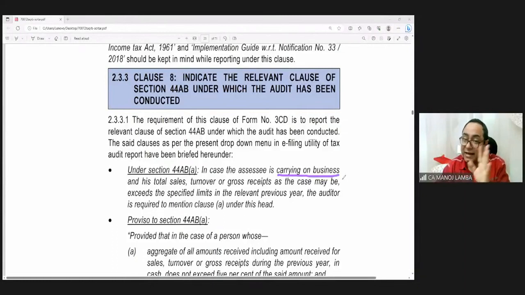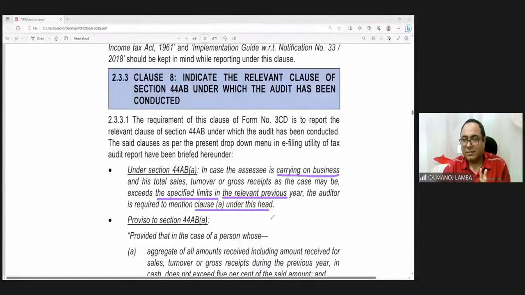In case of assessee carrying on business, if his total sale, turnover, gross receipt, as the case may be, exceeds the specified limit in the relevant previous year, then the auditor is required to mention clause A under this head. If you are carrying on business and your turnover, gross receipt or sale is likely to exceed 1 crore, then you have to tick that.